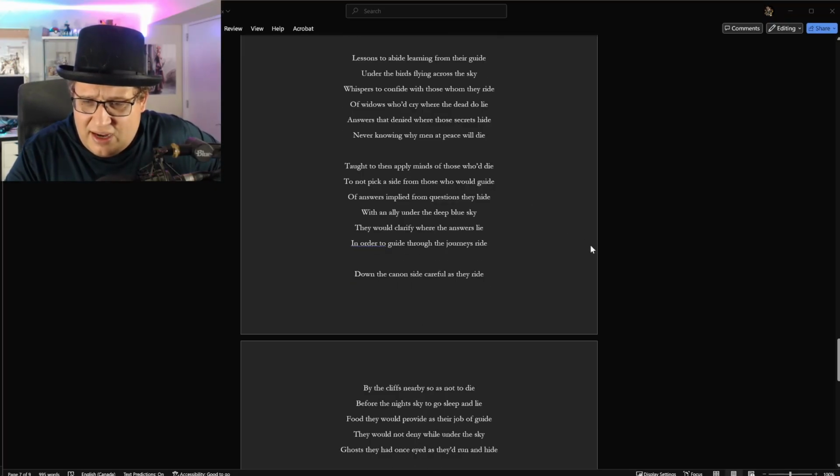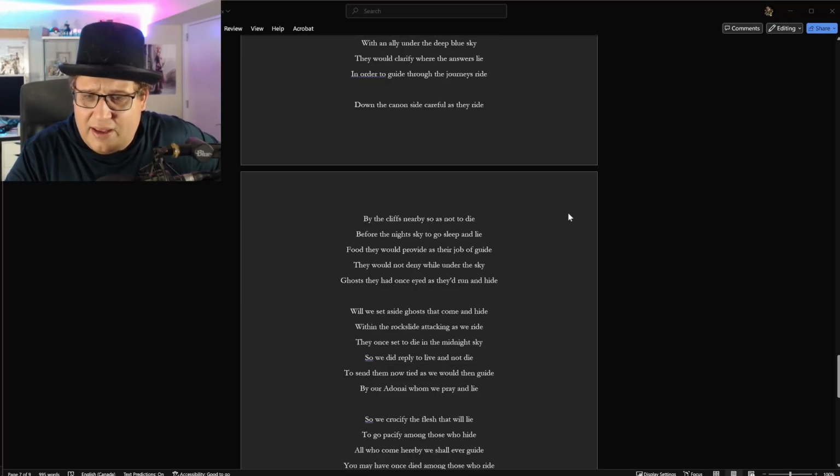Down the canyon side, carefully as they ride, by the cliffs nearby, so as not to die, before the night sky to go sleep and lie.